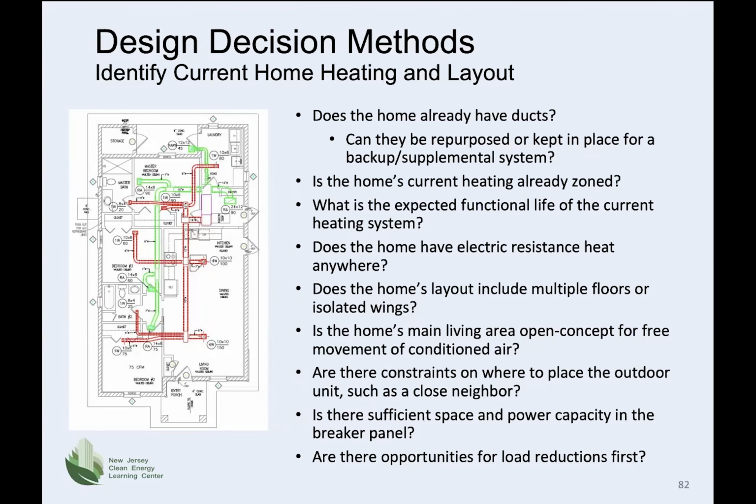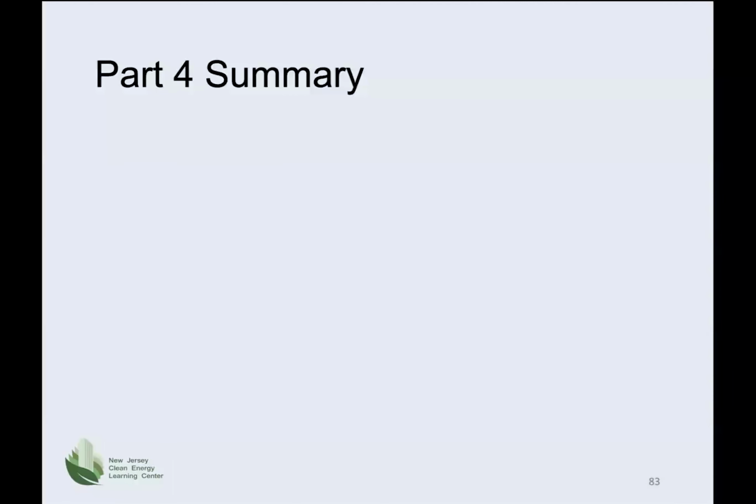And then, are there opportunities for load reductions first? Of course, this is first things first. That should be the consideration before actually designing the system. And that concludes part 4.